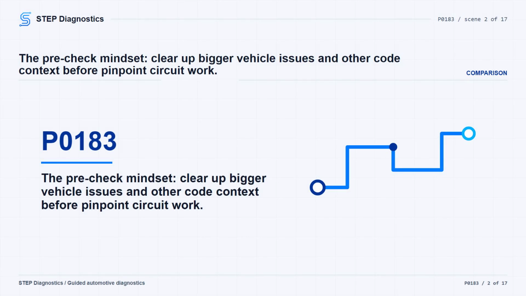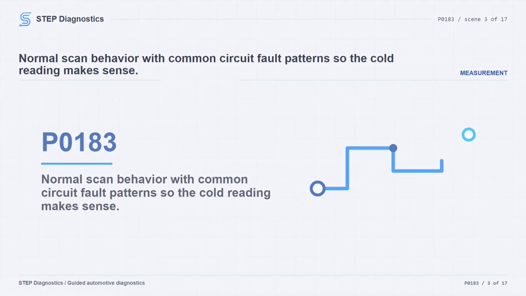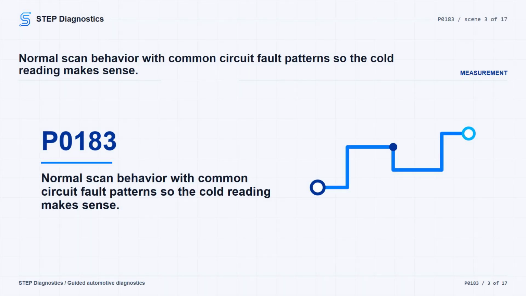Before getting into the pinpoint tests, start with the basic system checks. If other codes are present, check what they mean first. Then follow a structured diagnostic approach so you are not chasing a circuit fault with a broader vehicle problem still active. Use the fuel temperature scan value to decide which direction the circuit is pointing. The normal parameter range is -39 to 109 degrees Celsius, -38 to 228 degrees Fahrenheit.